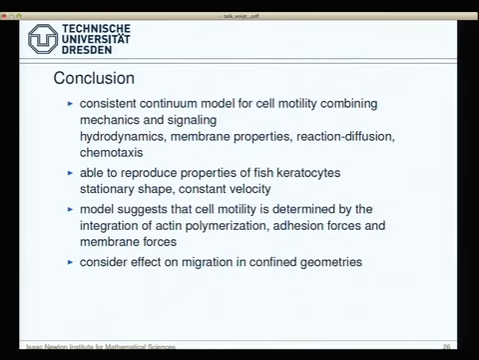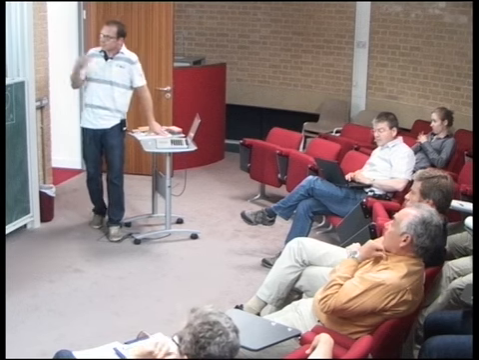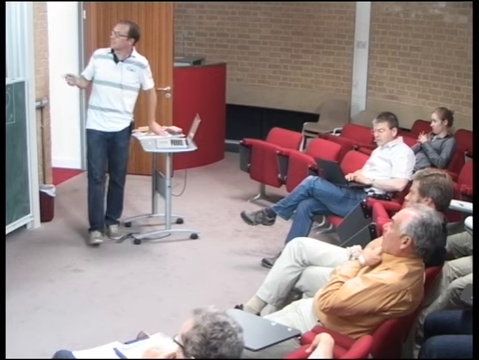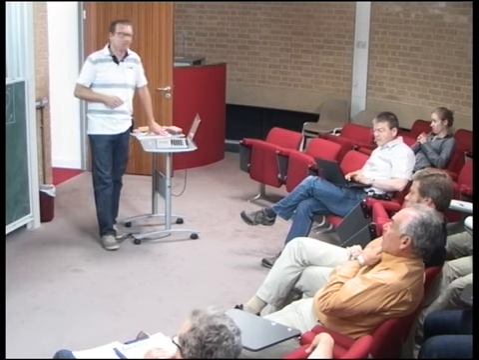I think the model is able to reproduce some characteristic properties for these fish keratocytes. We also get a stationary shape, which looks similar to these cell types, and a constant velocity with which this shape is moving. More or less, the model suggests that one really needs this coupling of actin polymerization, the adhesion, and the membrane forces. And at the end, we also looked at some confined geometries. Okay, thank you.